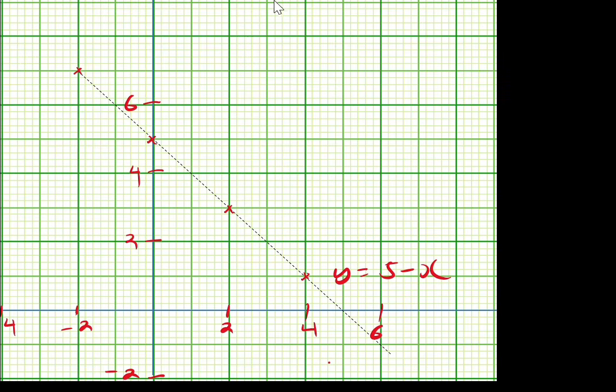Remember, our inequality was x plus y is less than 5. So the next part is to shade the unwanted side. For you to shade the unwanted side, you need to pick a test point. We can pick any point to be the test point.